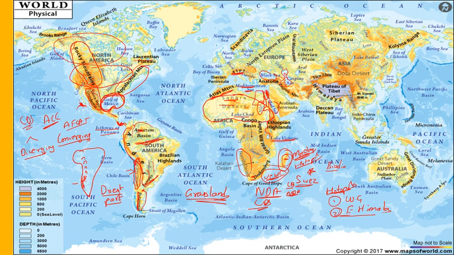Now, a very, very important thing here, you can see the Ural Mountains. This Ural Mountain is separating Asia and Europe. This you have to keep in mind by heart.